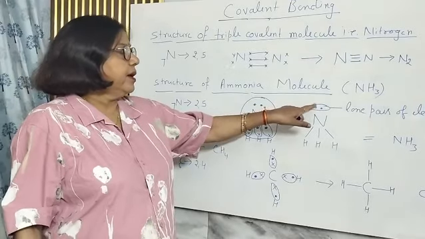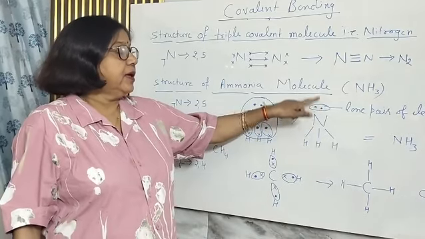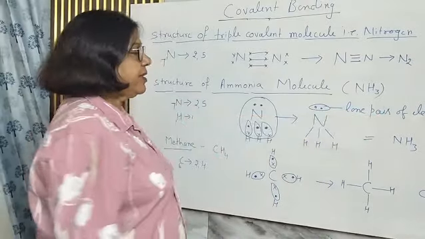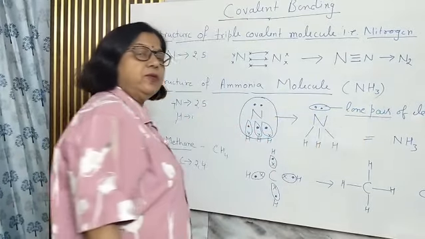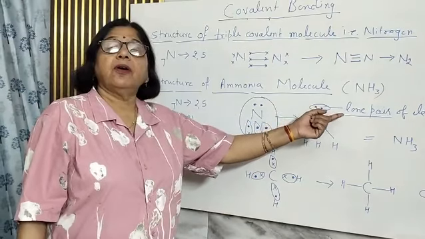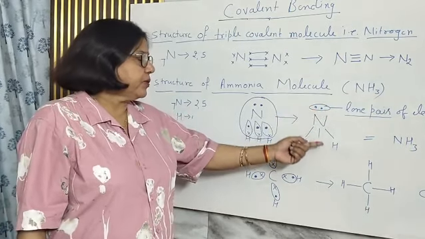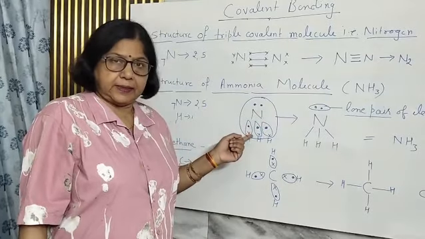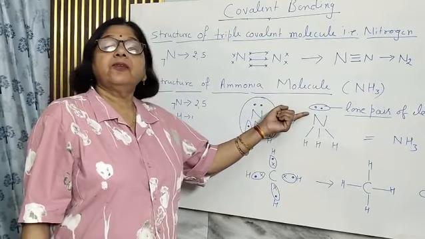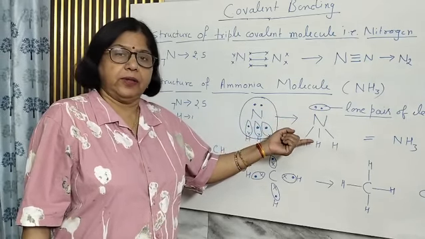And one pair of electrons remains unbonded. This unbonded pair of electrons is known as the lone pair of electrons. A very important topic, children. I will give you this in the form of questions in the next video. The lone pair of electrons are the electron pairs which remain unbonded but contribute to the completion of the octet. Alright. So this is another very important thing. This lone pair of electrons is responsible for the basic nature of ammonia.